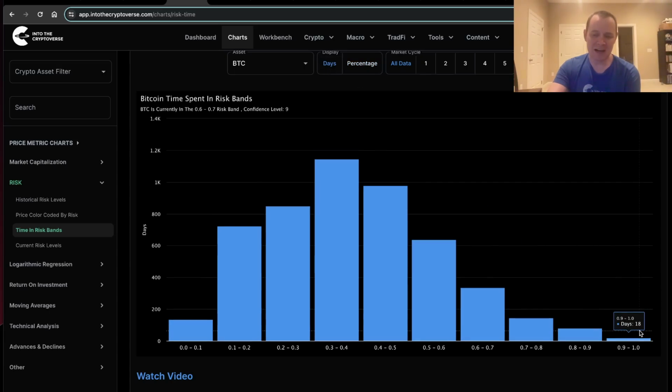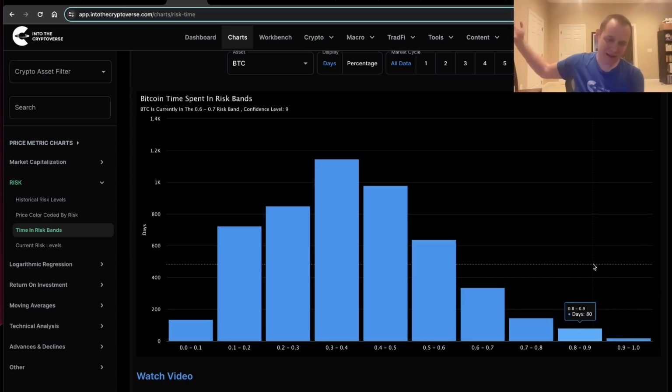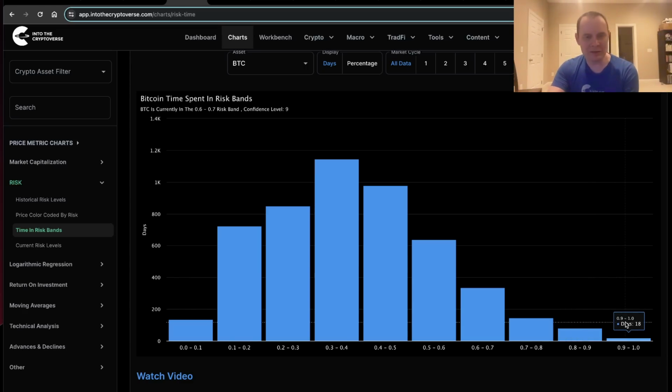In fact, that highest wristband, we've only been in it 18 days out of more than a decade of data. So it really goes to show how whenever we are in that wristband, everyone thinks that it's never going to go back down, and then we end up getting a fairly large correction.